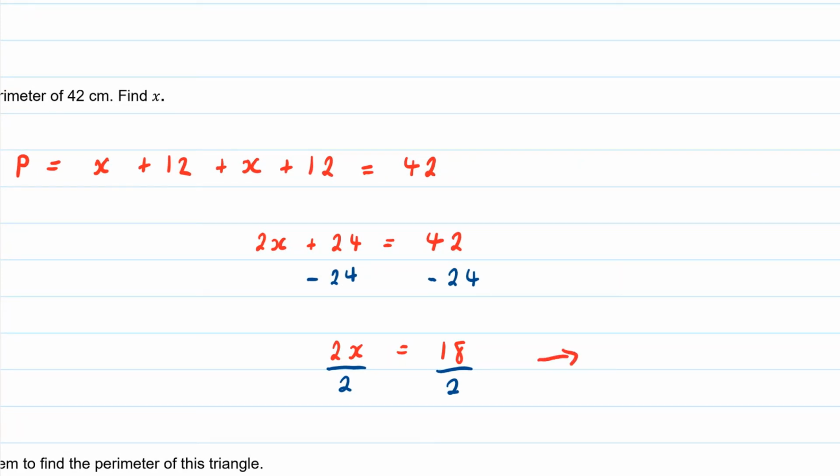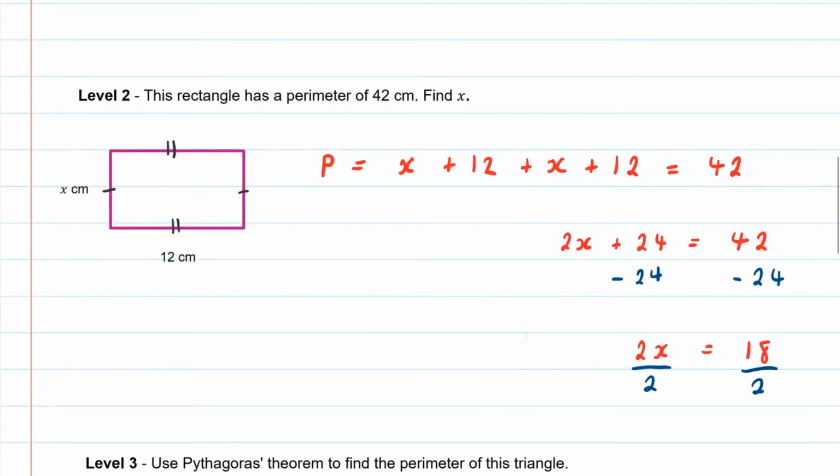18, so the 2 divided by 2, these guys cancel off. And now the 18 divided by 2, we get 9. So we've got x equals 9. Okay, and you can check this. You can go back here and do 9 plus 12 plus 9 plus 12, and you will get 42 centimeters.